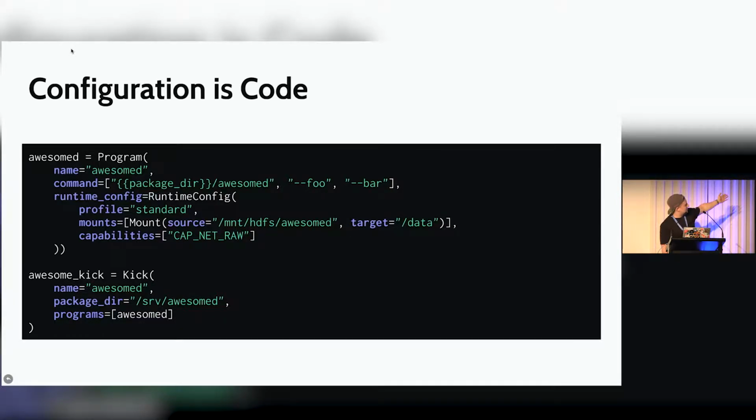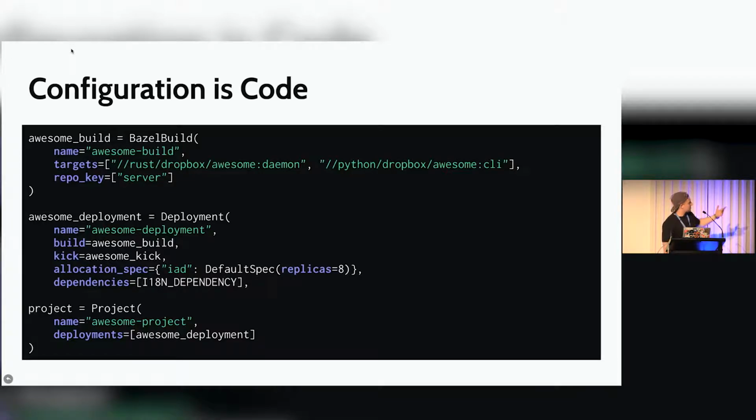And the second block is the kick, which is basically a collection of programs. This is the minimal unit of things to actually run. If the program is the minimal unit that we can operate on in terms of infrastructure, a kick is a bundle of programs that we can run as one. And this is the rest of it.